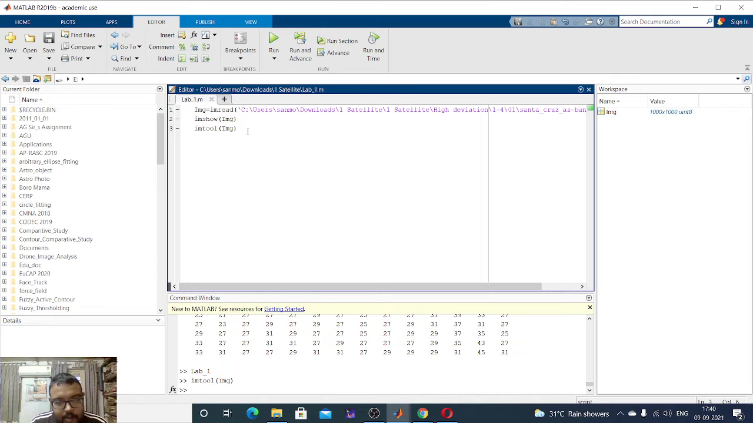So now the next thing is, if I want to read the size of the image, how can I do that? Can you tell?